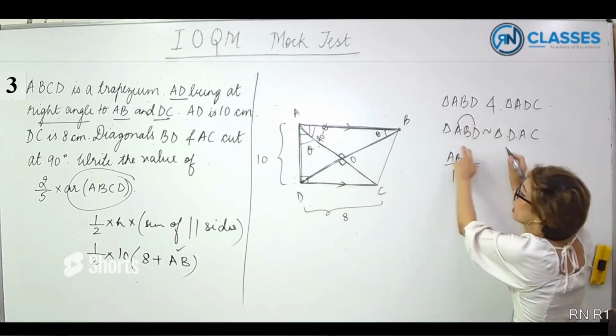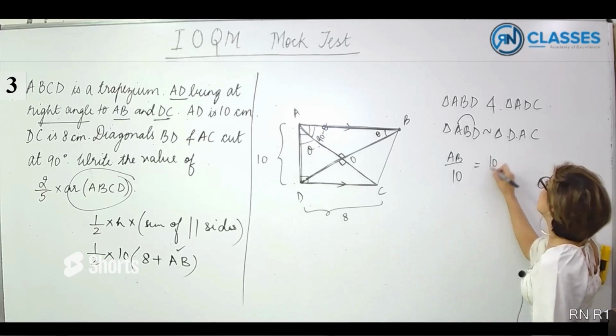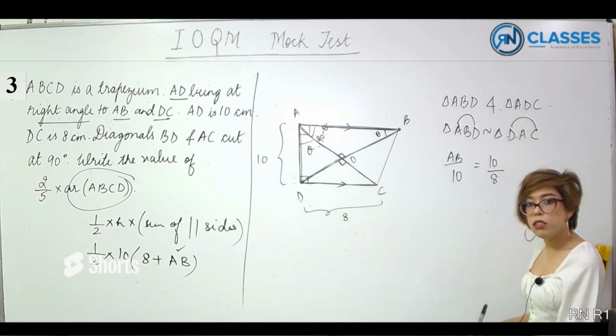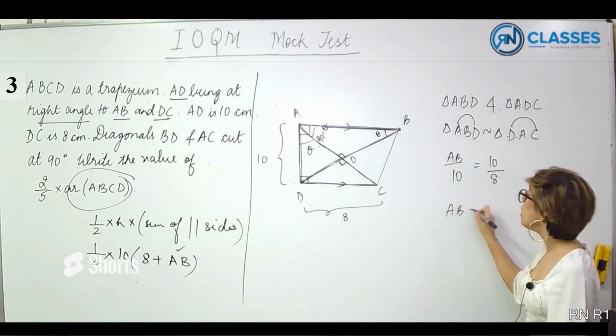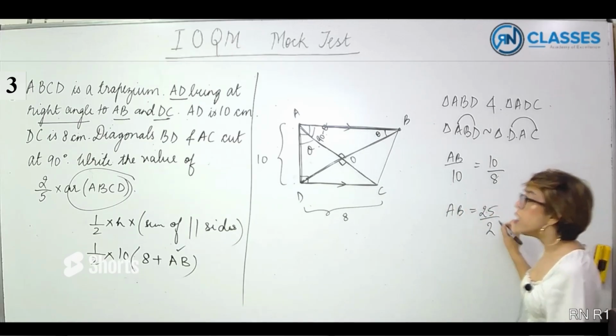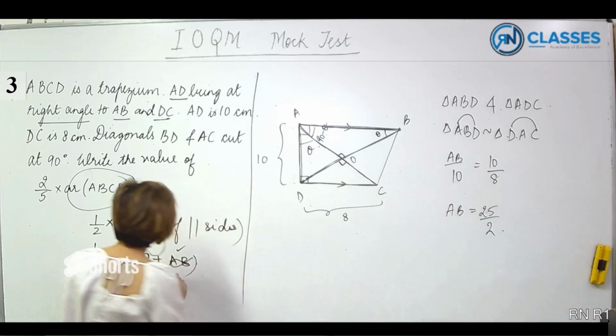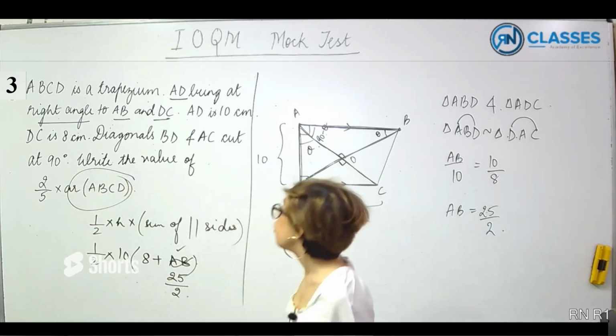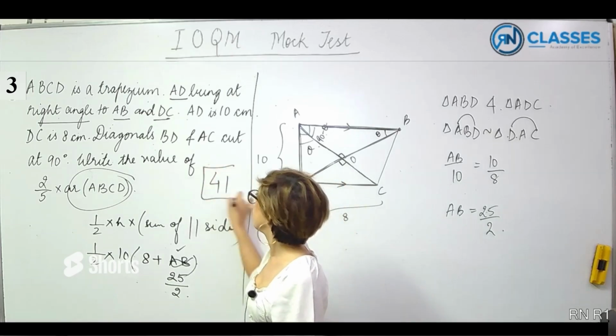AD, let me check. AD, again I know that is 10, divided by DC, which again I know that is. And AB is nothing but 25 by 2. Right, just substitute it and you will be getting the answer. The answer for this question is 41.